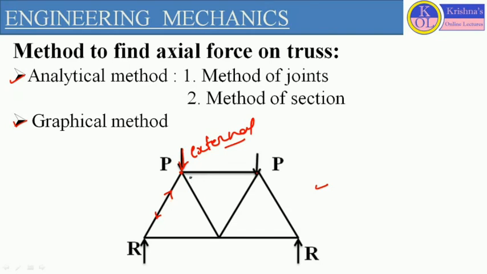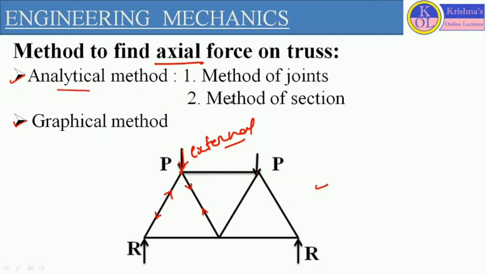Here these straight lines are representing the members. So at each member we are considering effects of external forces in the form of axial tensile force or axial compressive force. If we want to determine the axial force which is acting on each member of the truss, we generally use two methods, analytical method and graphical method. Here I am going to discuss this analytical method.